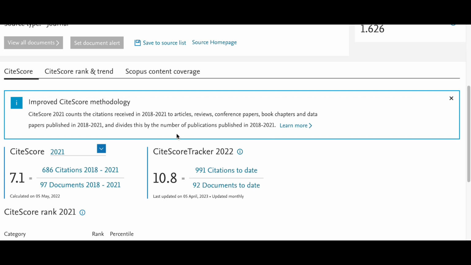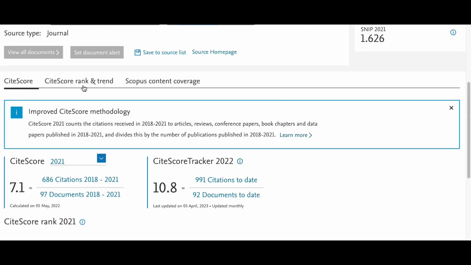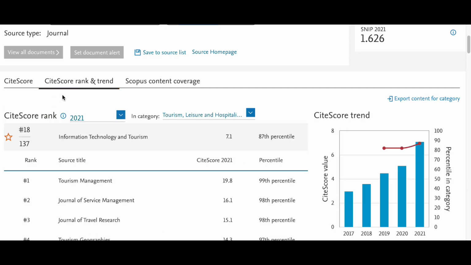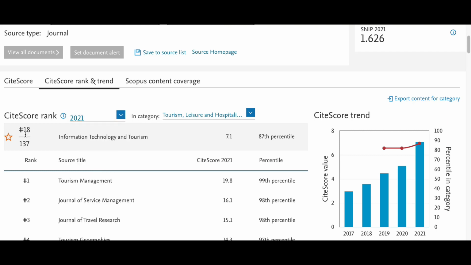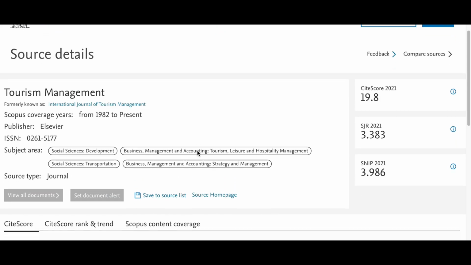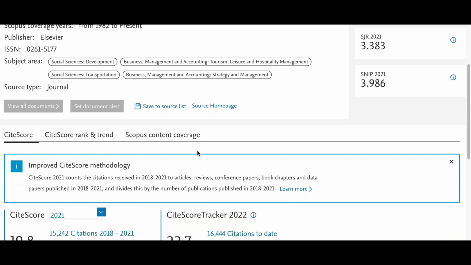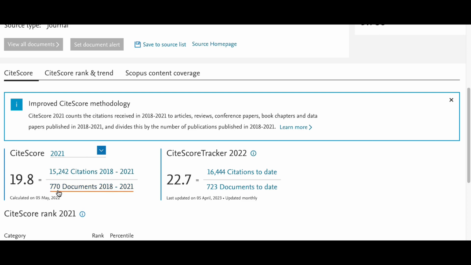The site score is very important to understand how popular this journal is and whether it's worthy of receiving a publication or not. Then one good thing that I find about Scopus is this site score rank and trend. This shows you that in 2021, what is the rank of this journal? So in the particular category, out of 137 journals, this journal ranks at number 18 with an 87th percentile, which is a good percentile. If you talk about other journals like Tourism Management, this is the first journal in the category. And as you can see, it really seems to be a reputed journal. Accordingly, it receives 15,242 citations by just publishing 770.